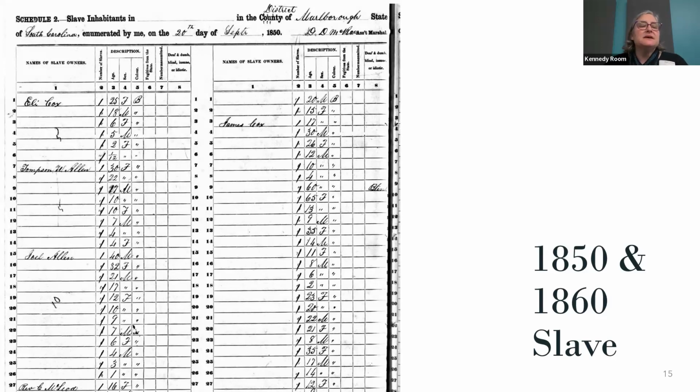So you see there on the left, Thompson W. Allen, 1 30-year-old female, black. 1 22-year-old female, black. 1 22-year-old male, black. 1 10-year-old male, black, etc. down through his enslaved. It does tell the age, sex, and color, black or mulatto.